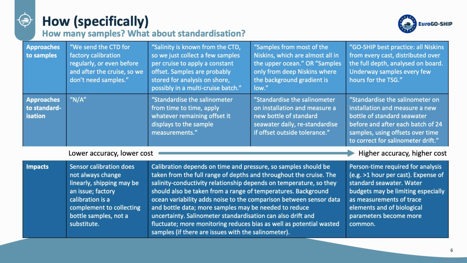Or you might take more samples. You might take samples from many of the Niskins for salinity, but because of where you want to sample other things, either because you don't have enough water from every Niskin or because you only want to fire Niskins at certain depths, maybe you only collect water from near the upper ocean, or maybe only from the deep ocean.